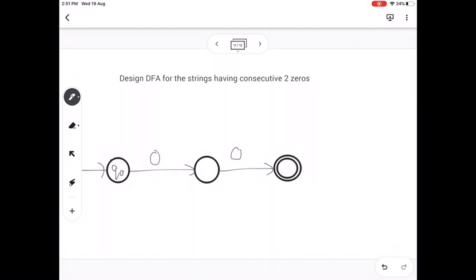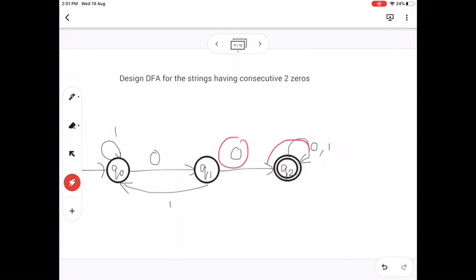If I am getting 1, I remain in the same state. Okay, if I get 1 at this state, I go back to Q0. For 0 I am going further, and once I get 0 0 I am in my final state, Q2. Whatever I get, I remain in my final state. Okay, because once I have received 0 0 and I have reached my final state, whatever input I get after that, any number of times, I remain in the same state.